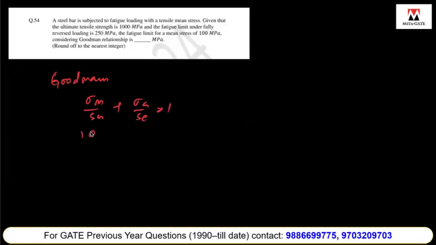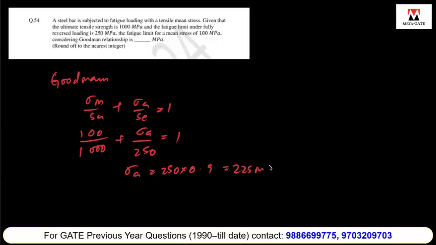So the mean is 100, and it is 100 by 1000 plus sigma a by the fatigue limit 250, and you need to find the alternating stress, equal to 1. So 1 minus 0.1 is 0.9. So sigma a is 250 into 0.9, which is equal to 225 MPa.